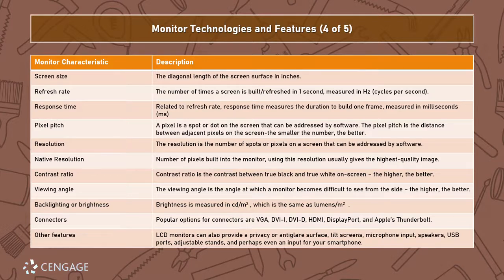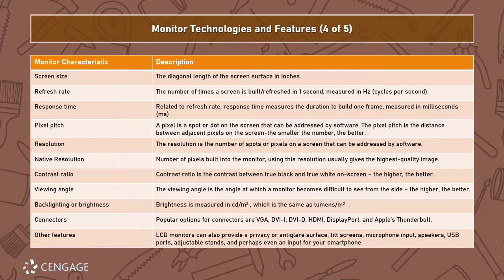Resolution is the number of pixels on screen that can be addressed by software. So if we're talking about an old school display, 640 by 480, 320 by 480 was even older. Native resolution is the number of pixels that are constructed into a monitor. So if we use this resolution, there's no transformations necessary to make the image fit, so it tends to give us the highest quality image.